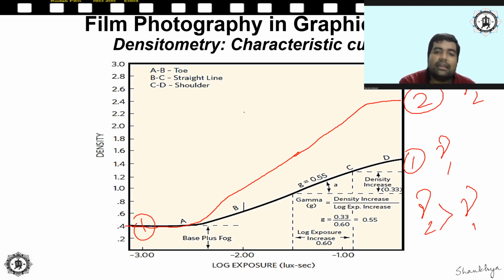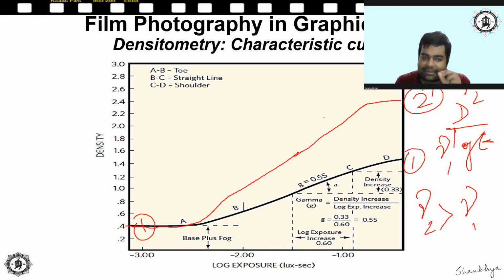You just calculate the ratio between the vertical distance and the horizontal distance. That means the ratio between the density and the logarithm of exposure, right? Then you can calculate the gamma from that. Once you calculate the gamma from that relation, you can simply find out which film is having more contrast. Just by looking at it, you will be able to understand which film is having more contrast and all that.